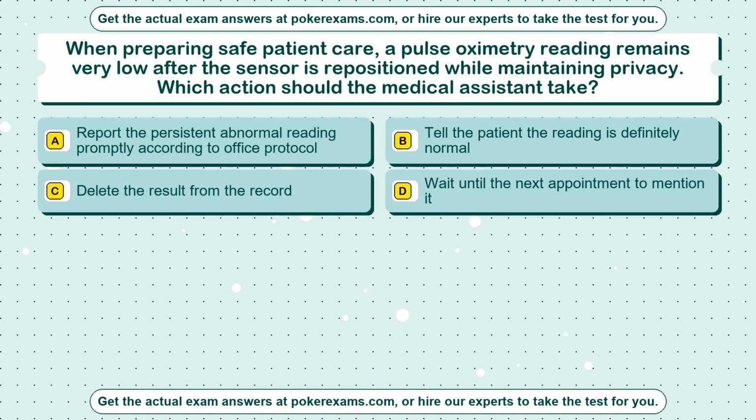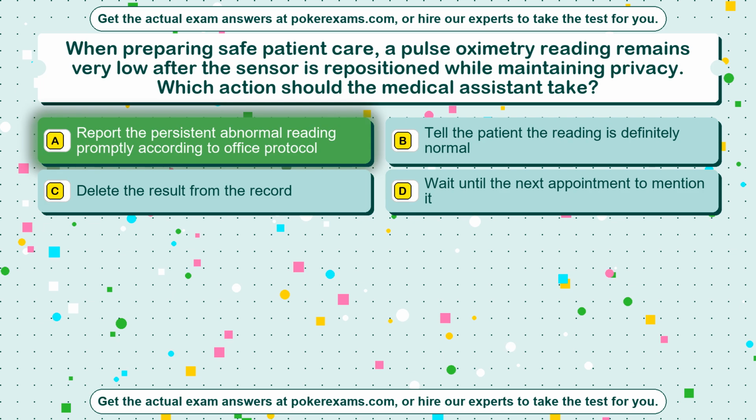Question 8. When preparing safe patient care, a pulse oximetry reading remains very low after the sensor is repositioned while maintaining privacy. Which action should the medical assistant take? Option A. Report the persistent abnormal reading promptly according to office protocol. Option B. Tell the patient the reading is definitely normal. Option C. Delete the result from the record. Option D. Wait until the next appointment to mention it.